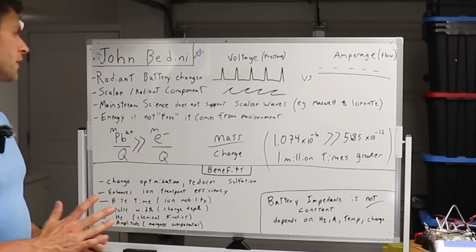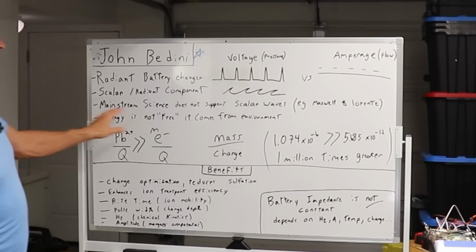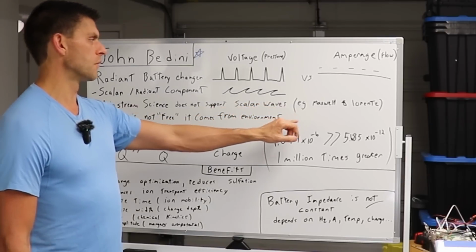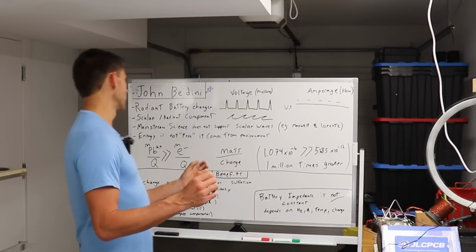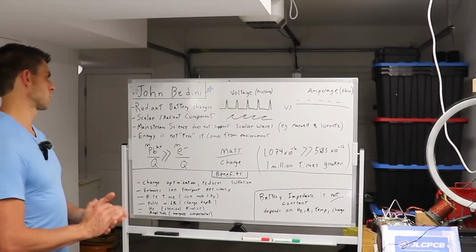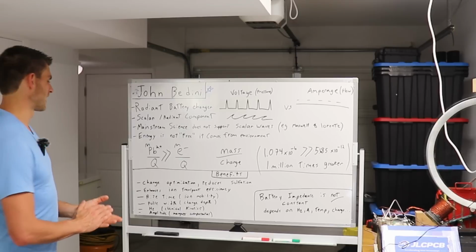So some people call this a scalar component, a radiant component, and mainstream science does not support scalar waves. Maxwell's and Lorentz's electrodynamics, the classical E&M theory that we get taught in school as electrical engineers, does not support this. So this is contrary science here.